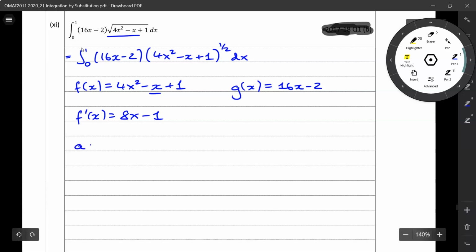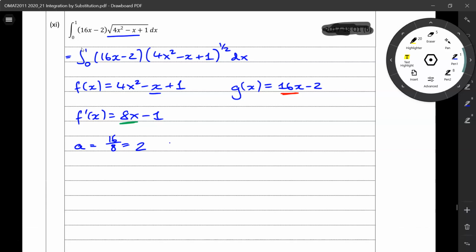To get the constant a, we divide the coefficient of x here in g at x, which is 16, and we divide that by the equivalent coefficient here of x, which is 8x. So that'll give us an a value of 16 divided by 8, which gives us 2.